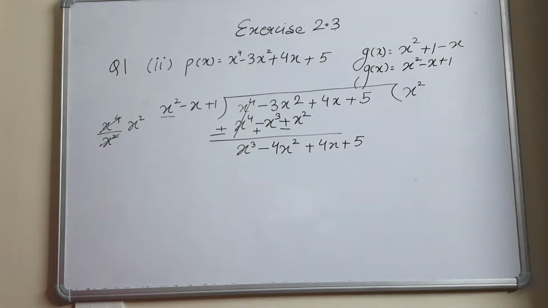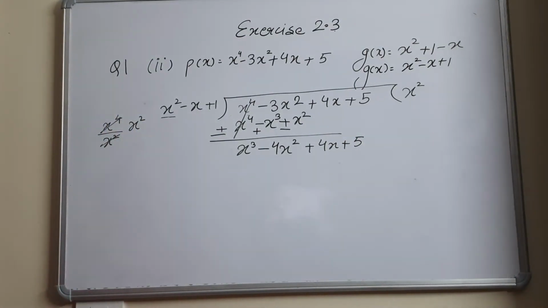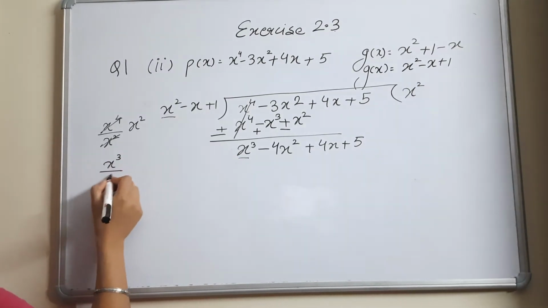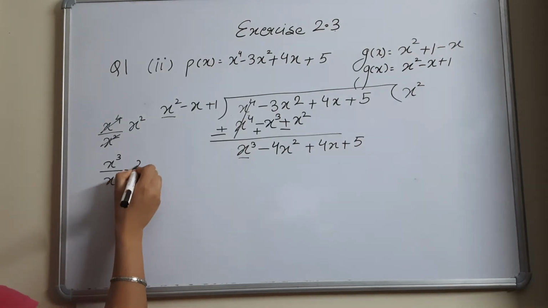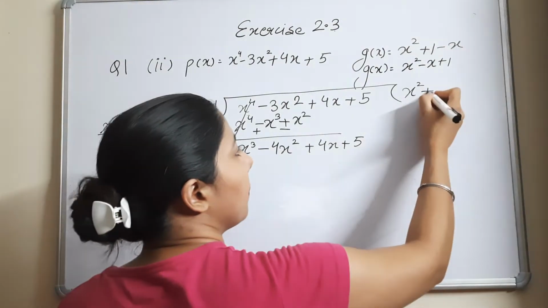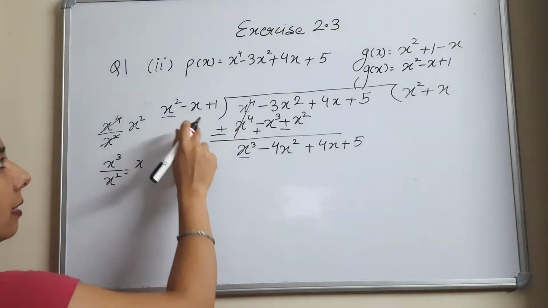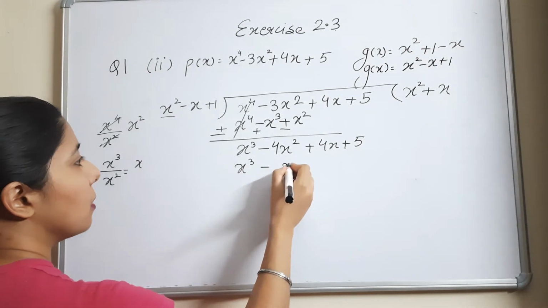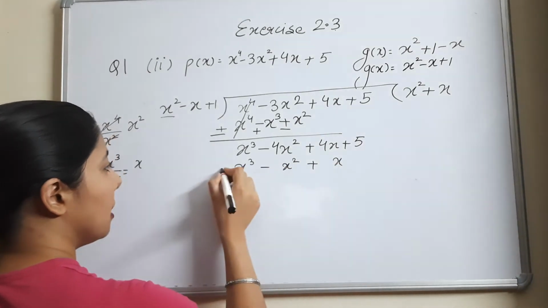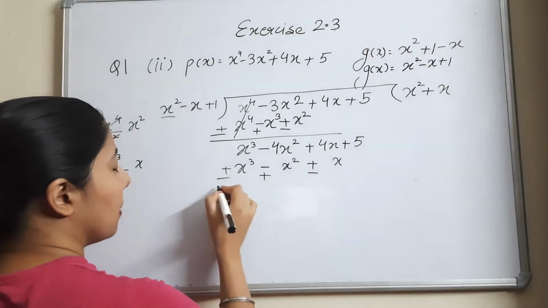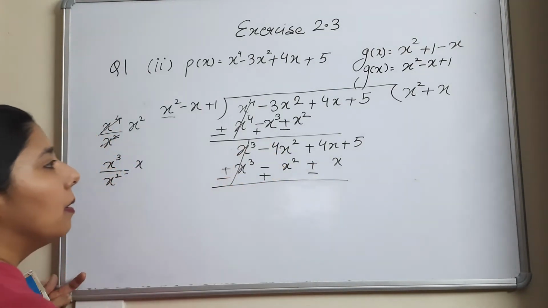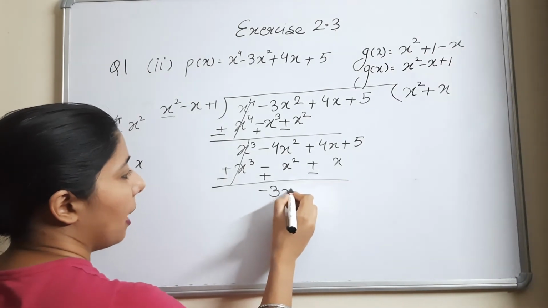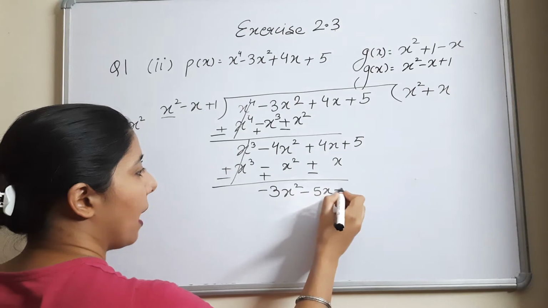Okay, so now we will calculate the second term of the quotient, which is x³ and x². X³ here and x² in the denominator, and we are left with x. So the second term will be x. Multiply this x by g(x) and we will get x³ minus x² plus x. Now change the signs. Now minus 4x² and plus x² will make minus 3x² minus 5x plus 5.